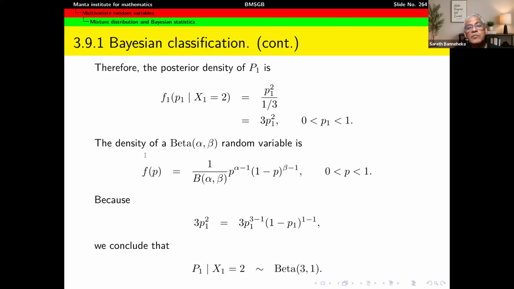Right. Now, if you compare this with the usual beta distribution, we can identify this as actually a beta distribution, right? So the usual beta distribution has this form: some constant times p to the power alpha minus 1, (1 minus p) to the beta minus 1. So if you compare this expression with that one, you will see this is the same as the density function of a beta 3-1 distribution, right?